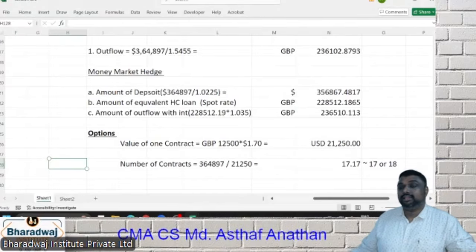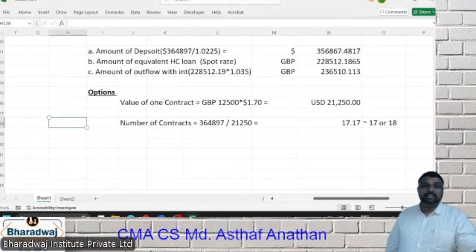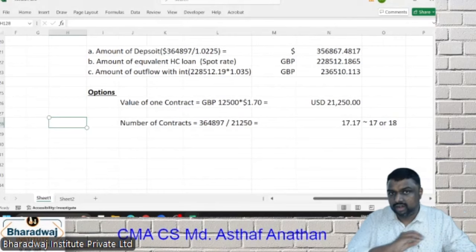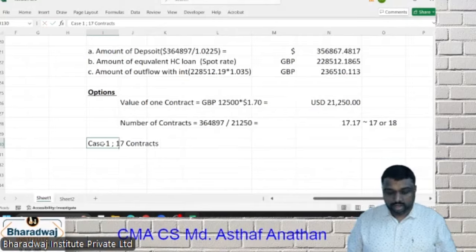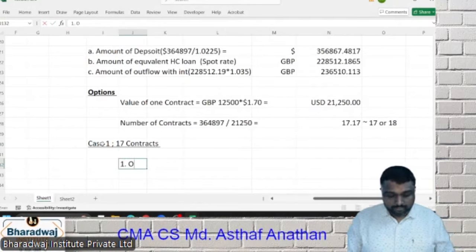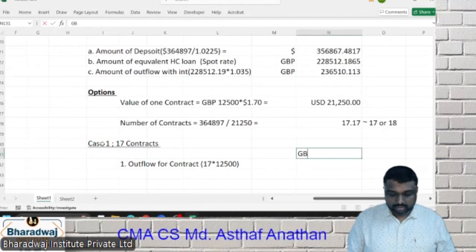The put option exercise premium is also given. So what will be the case for 17 contracts? I don't want to prolong this discussion. It is your study material question, and I want to revise this concept, which is why I have discussed it. If it is 17 contracts, the outflow will be 17 into 12,500. So case 1, we can go for 17 contracts. If you go for 17 contracts, each contract is 12,500, so it is in GBP 17 into 12,500.